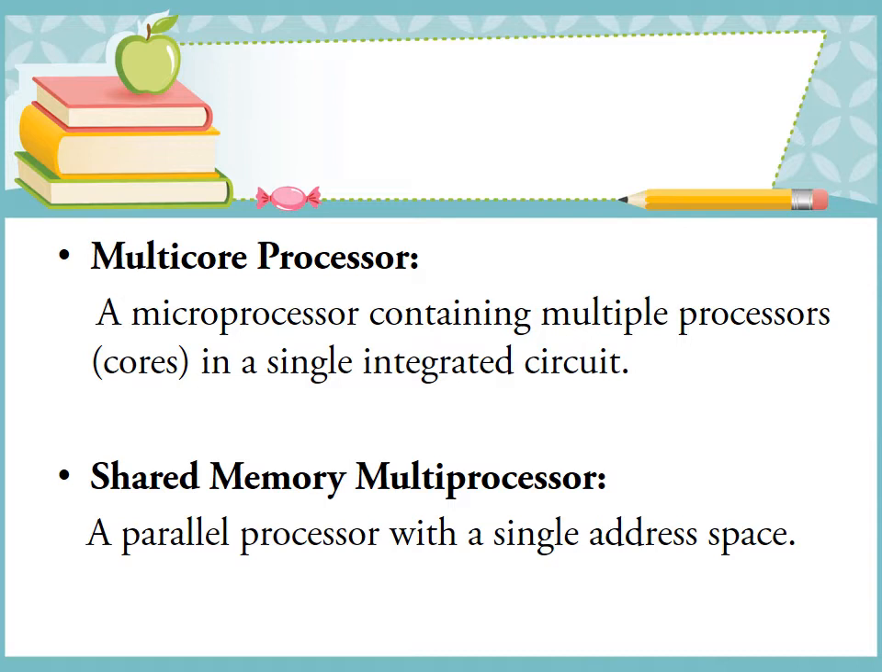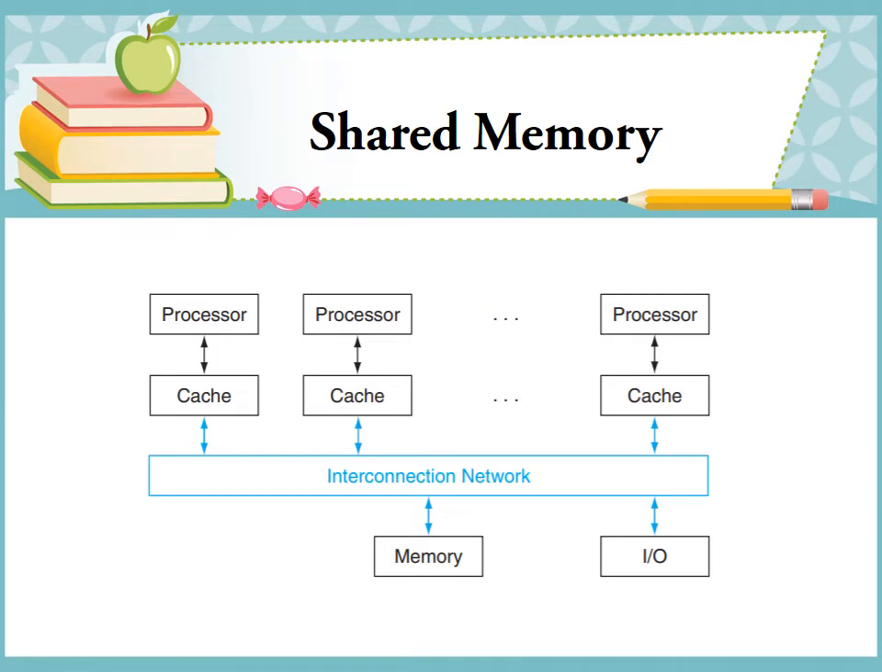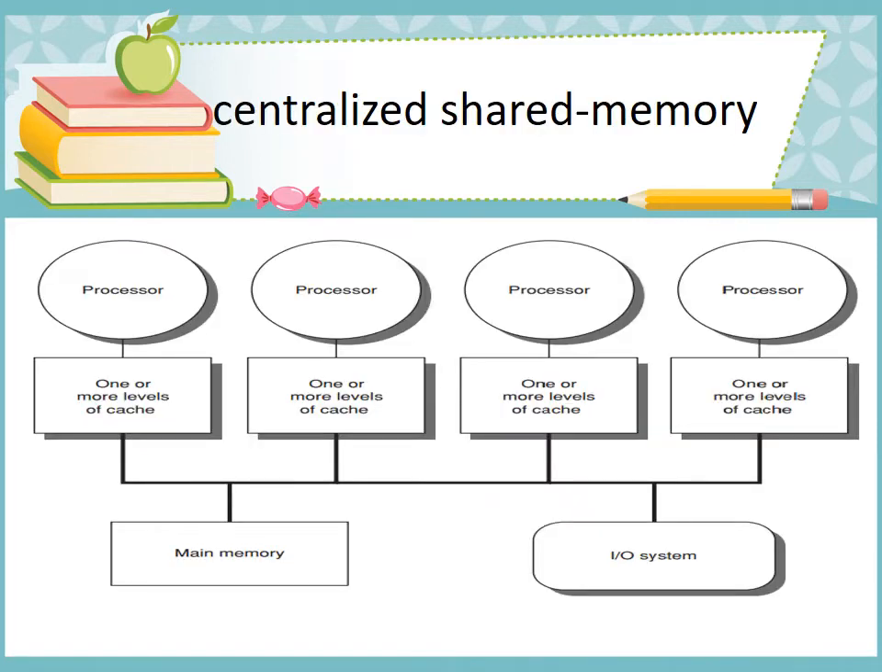Another thing is the shared memory multiprocessor. A shared memory multiprocessor is nothing but parallel processors present within a single address space. That is called a shared memory multiprocessor. You can see that we have processors, cache, as well as an interconnection network, which is again connected to the memory and input output. This is how the shared memory architecture looks. All the processors and the cache memory are connected to one common interconnection network, which is again connected to memory and input output.